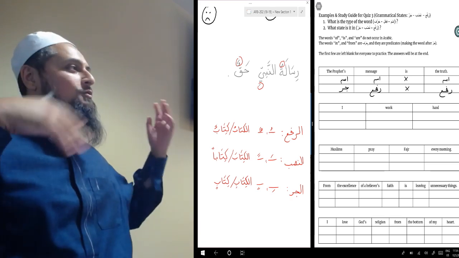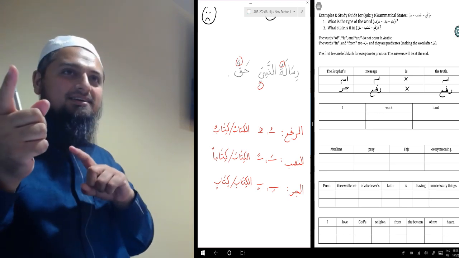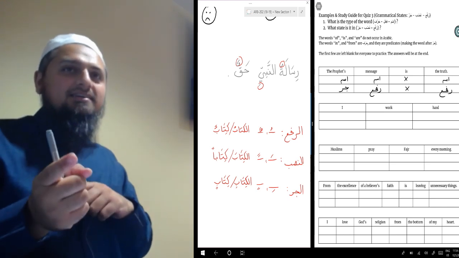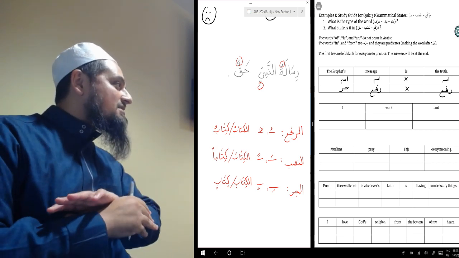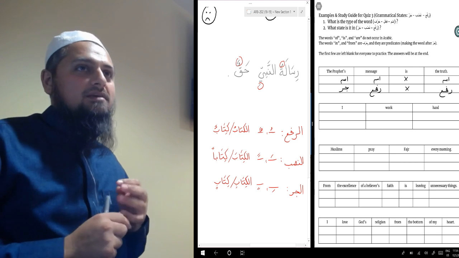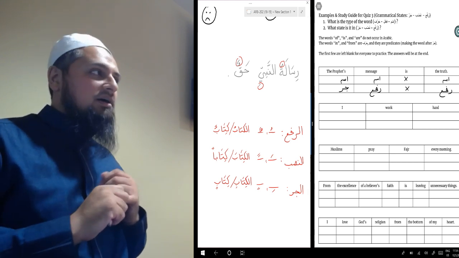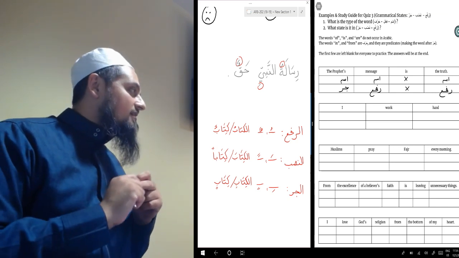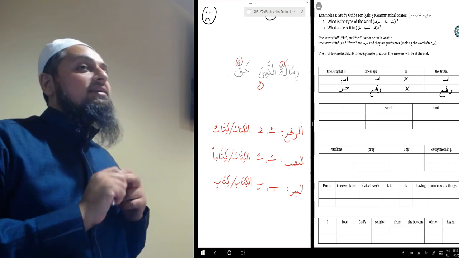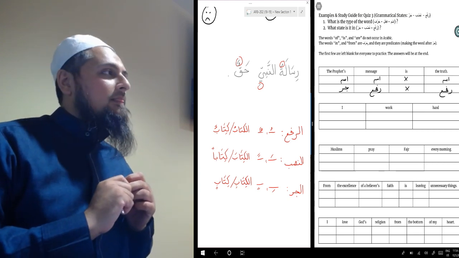So just quickly try to memorize this. If it's rafa', dhamma. If it's nasab, fatha. If it's jar, kasra. Right? This is the most simple, straightforward formula. If a word is in the state of rafa', it gets a what? Dhamma. If it's in the state of nasab, it gets a fatha. If it's in the state of jar, kasra. That's how I can identify what state the noun is in.